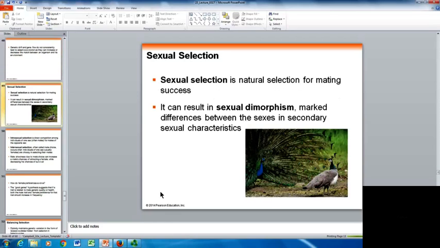Sexual selection is natural selection for mating success. It can result in sexual dimorphism, where you have marked differences between the sexes in their secondary sex characteristics. So here you've got two peacocks, and there's a marked difference between the appearance of the male and the female bird.